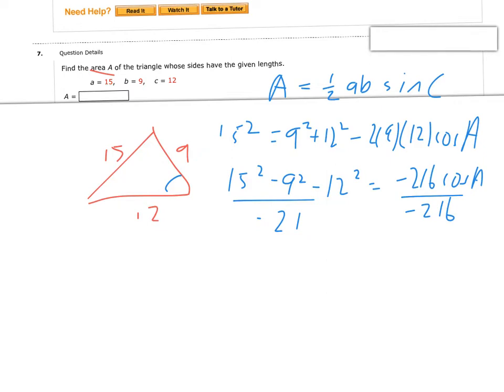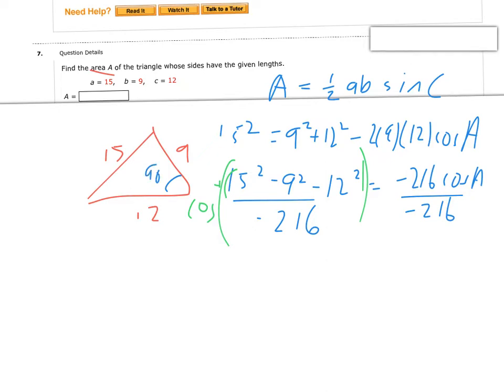I do need those, let me try to draw that better. Cosine inverse of all of that with extra parentheses on the top, and that was 216. Okay, so let's do that. Cosine inverse parentheses 15 squared minus 9 squared minus 12 squared divided by negative 216. And I get there that this is actually a 90-degree angle.